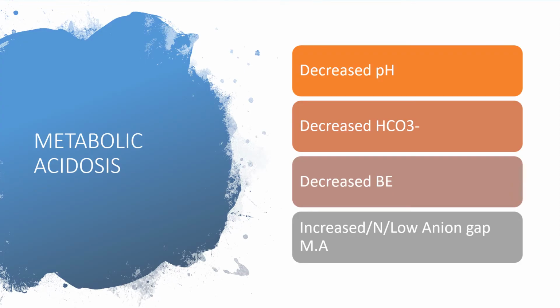In metabolic acidosis, there's a low level of pH, decreased pH, bicarbonate ion level is low, and base excess is also low. When we calculate the anion gap, we may have increased anion gap metabolic acidosis, normal anion gap metabolic acidosis, or low anion gap metabolic acidosis. Don't worry, there'll be a separate presentation for that.